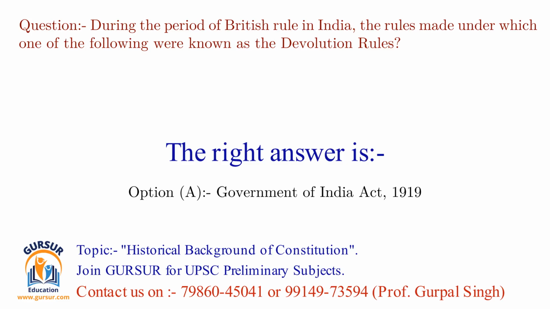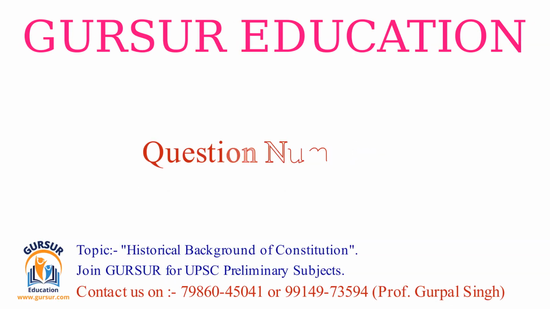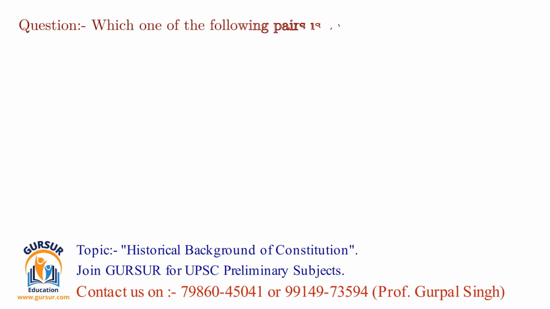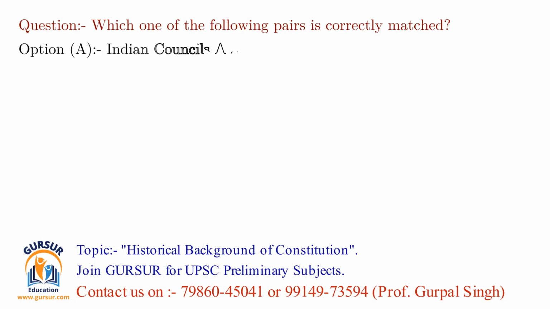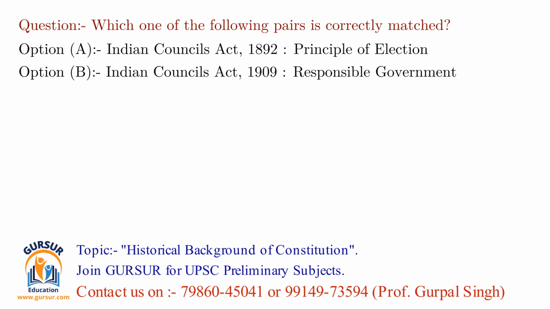So now we move next. The question number 9 is, which one of the following pairs is correctly matched? The option A is Indian Councils Act 1892 is related to principle of election. The option B is Indian Councils Act 1909 is related to responsible government.